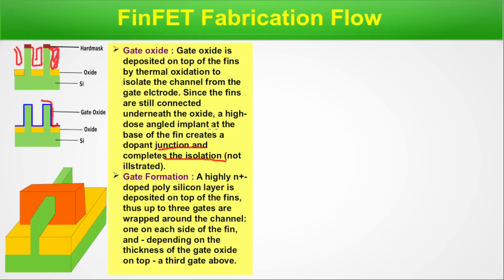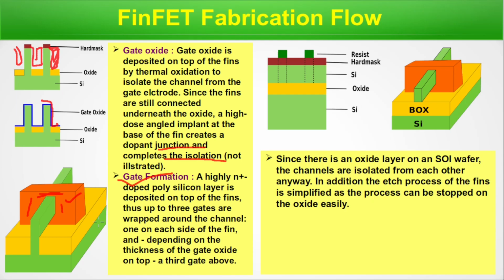High dose angled implant at the base is done. Here it's not shown. Now gate formation: a highly N+ doped polysilicon layer is deposited on top of the fins that are formed. Thus up to 3 gates are wrapped around the channel. 1, 2, 3. One on each side of the fin, and depending on the thickness of the gate oxide on top, a third gate. This is done on bulk silicon.